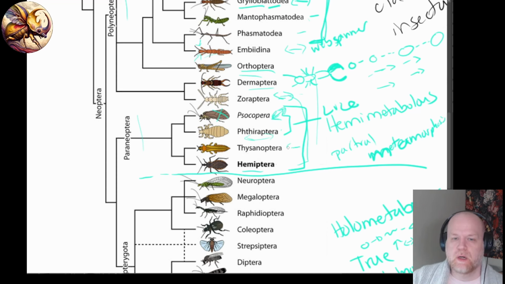The Thysanoptera are a microscopic insect group that you will usually find in fruit and flowers. These are called thrips.